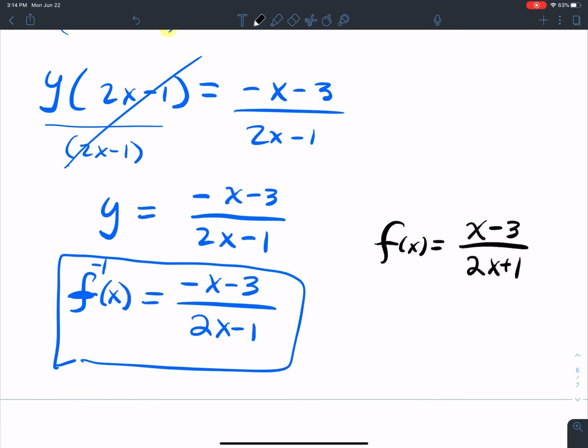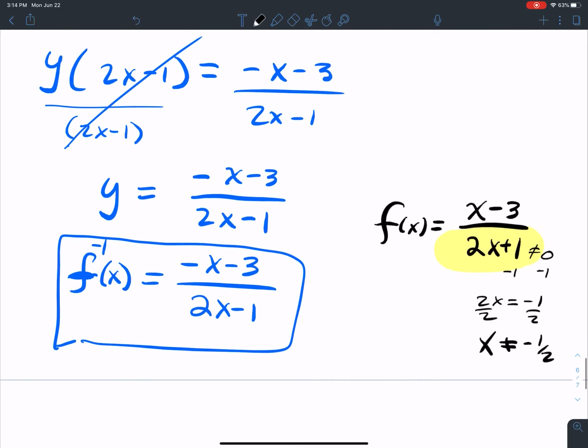Now, this is a rational function, so what can we not do? For the domain of the f function, I can't divide by 0, right? So I set the denominator equal to 0 and solve for x. I get 2x equals negative 1, divide by 2. So x cannot equal negative a half. So the domain of the original function is all real numbers except negative a half.